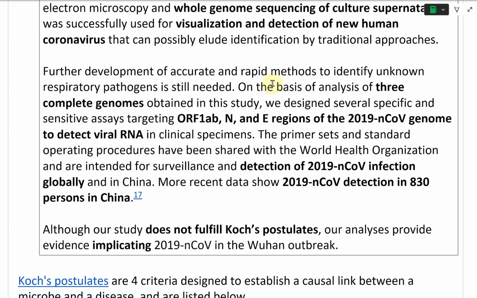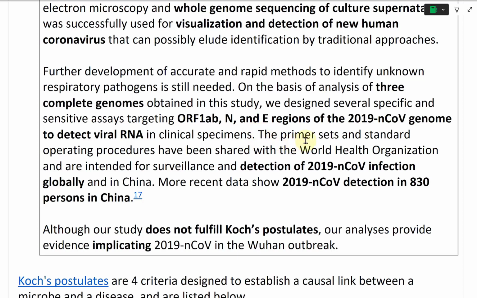Further development of accurate and rapid methods to identify known respiratory pathogens is still needed, and on the basis of analysis of 3 complete genomes obtained in the study, we designed several specific and sensitive assays targeting the ORF1ab, N, and E regions of the 2019 nCoV genome to detect viral RNA in clinical specimens. And then they would send these sequences and assays to the world, and they would basically go and start testing for this new virus.